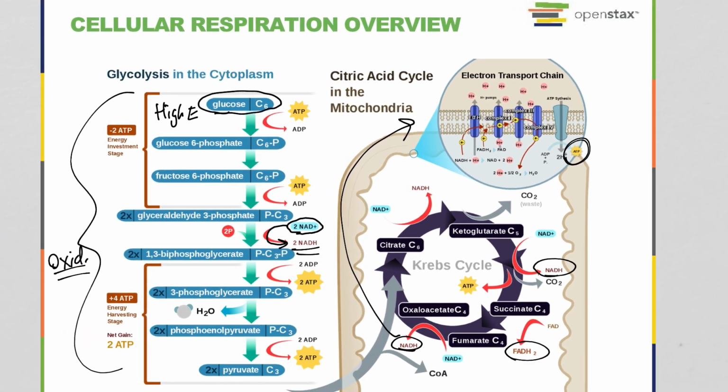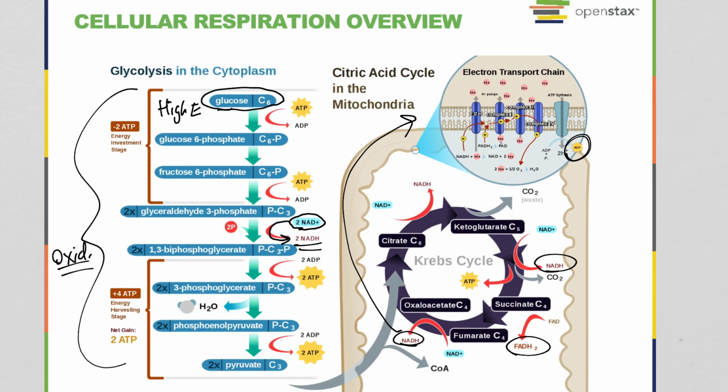Okay, and so all of these redox reactions, moving electrons around with NADH and FADH2, in the end, it all leads to ATP. They're just energy currency, right? The electrons are how we move energy from one place to the next.